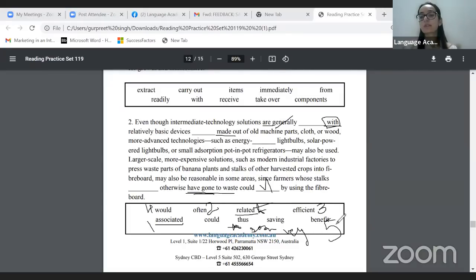Any confusions, anybody? "Associated" comes with. "Often" is the only adverb we have. Energy saving or efficient means the same, but efficient is more academic. The fourth one, "would otherwise", because there's no choice. This definitely would have happened. But now the farmers could benefit by using the fiber board. So "otherwise" means if the next mentioned thing has not happened.